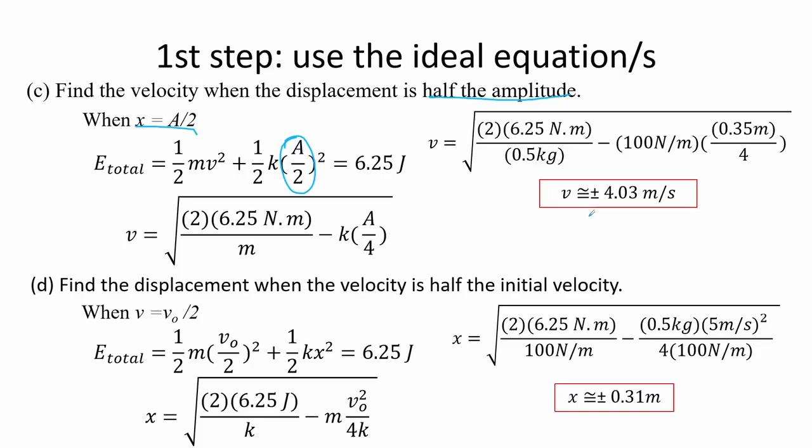Letter D, we find the displacement when the velocity is half the initial velocity. We do this by using the conservation of energy and setting the velocity to half of the initial, and we get that the displacement is about 0.31 meters.